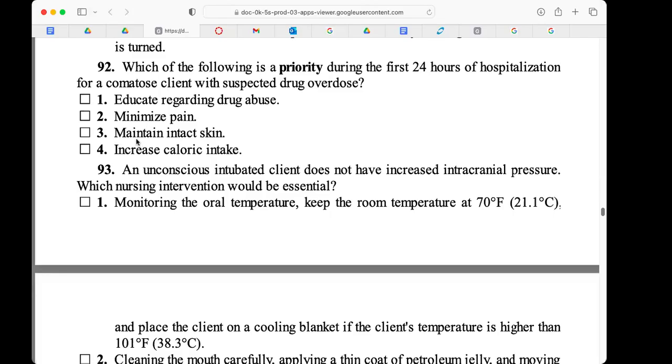All right, so question 92. Which of the following is a priority during the first 24 hours of hospitalization for a comatose client with suspected drug overdose? Please tell me what the answer is.